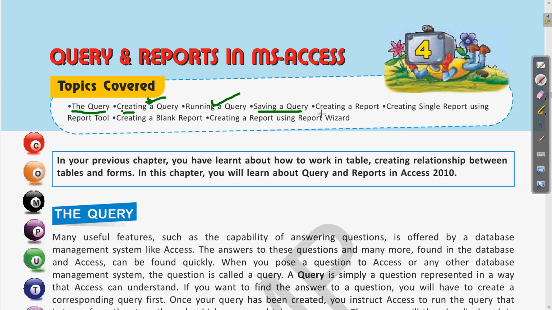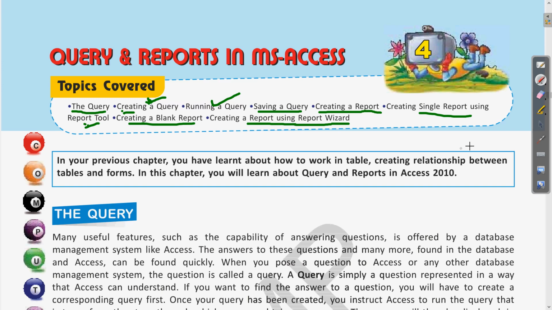Then a new concept, that is about report. We will see how to create a report on an existing database or a database list. Then how to create these reports using the report tool. There are some tools for creating these reports. The report tool is one. The second is creating a blank report, so we will see how we can create a blank report. Also, as in the previous chapter we have seen the form wizard, here we have a report wizard. So we can use the wizard concept for creating a report. Clear? So all these topics will be covered in this chapter.